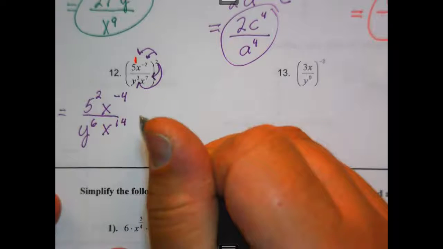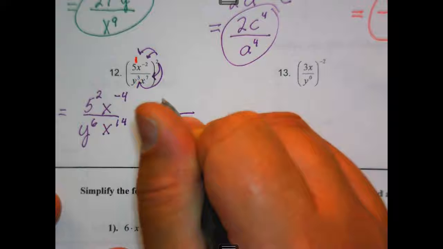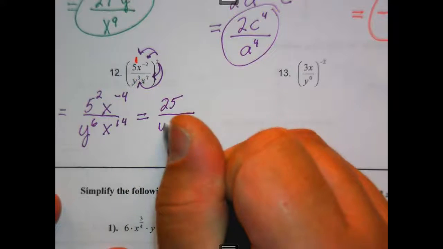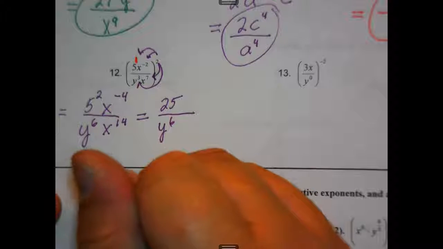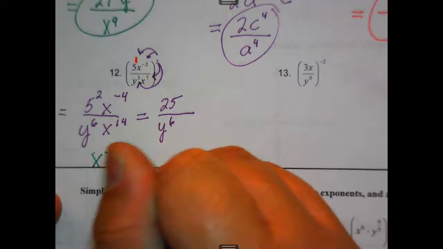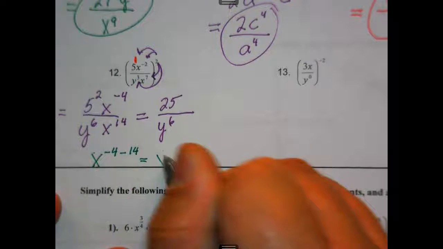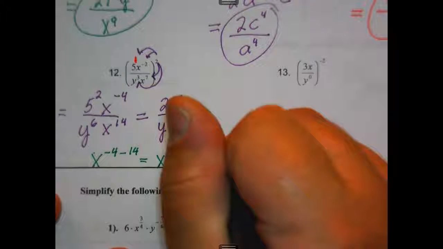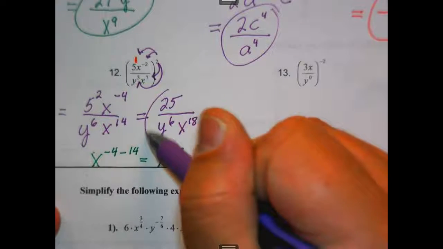Okay, I only have the x's to deal with, right? 5 squared, you could either write 5 squared or 25. And y is easy. Y to the 6 stays where it's at. Now I'm going to do this x off to the side here. So I have x to the negative 4 minus 14, which is x to the negative 18. So where's it going to go? Bottom. And that's my answer.